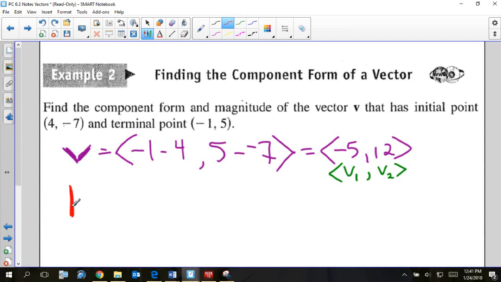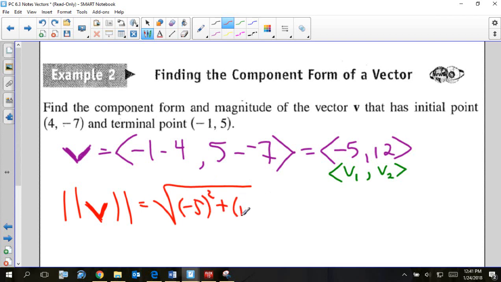And then we need to find the magnitude of v. So we'll do the distance formula, but we've already done the subtraction part, so I'm just going to use my v1, v2. I'm going to do negative 5 squared plus 12 squared, and then square root that answer. That sounds familiar. Is 5, 12 possibly a Pythagorean triple? What's the third side? 13. If you don't remember, then do the work, but it is 13. So that would be the magnitude. That's how long that vector is, 13 units.